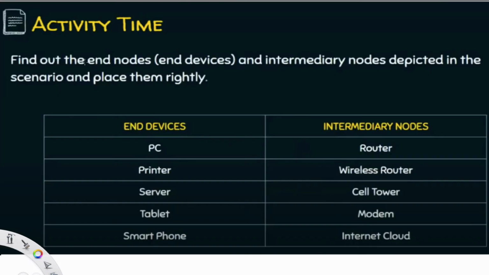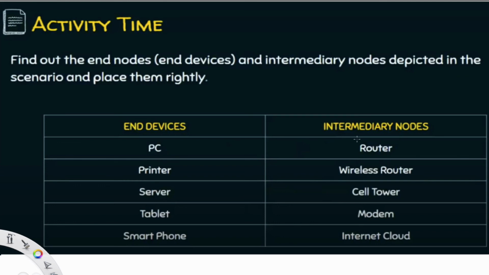Now the next thing is, find out the end nodes and intermediary nodes depicted in the scenario and place them rightly. We have to find out the difference between end devices and intermediary devices. You can see all the devices that access the internet or Wi-Fi are end devices, like PC, printer, server, tablet, smartphone. All of them are accessing the Wi-Fi and internet. Those are called end devices.